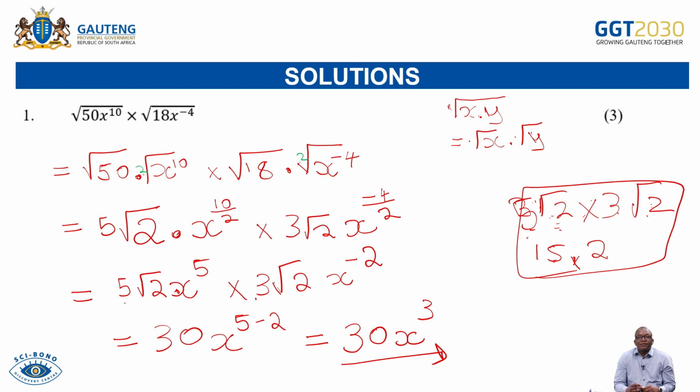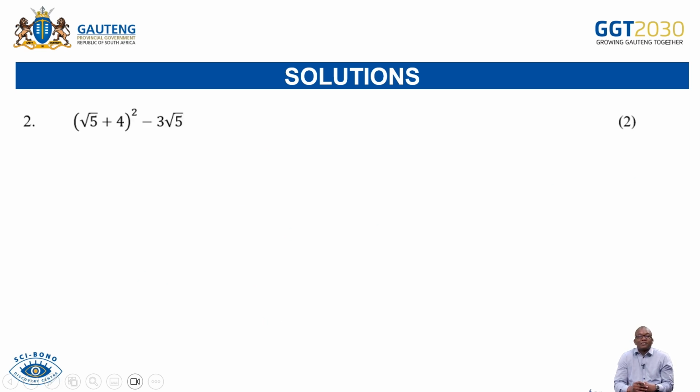Like I indicated, you need to do these things step by step. You don't need to rush. You also need to remember the basic laws of surds, or rules of surds and exponents as well, because those are the important things in technical mathematics. Then we go to the next one where we are having open bracket square root of 5 plus 4 close bracket squared minus 3 square root of 5.